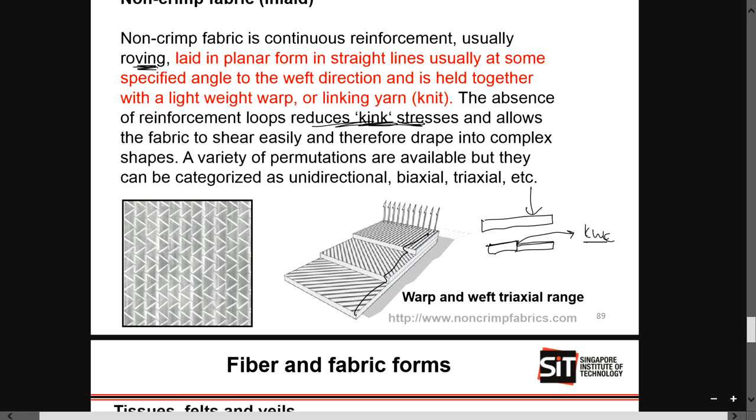So when it reduces kink stresses, this means that it can allow kinky curvatures to apply. Although it's kinked, it still has a certain amount of capability to withstand stress, or to take in stress. And therefore it allows the fabric itself to shear easily, and therefore be draped into complex shapes.